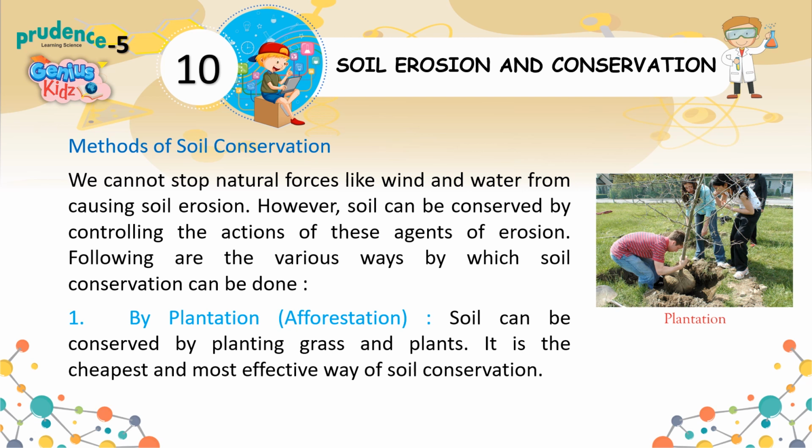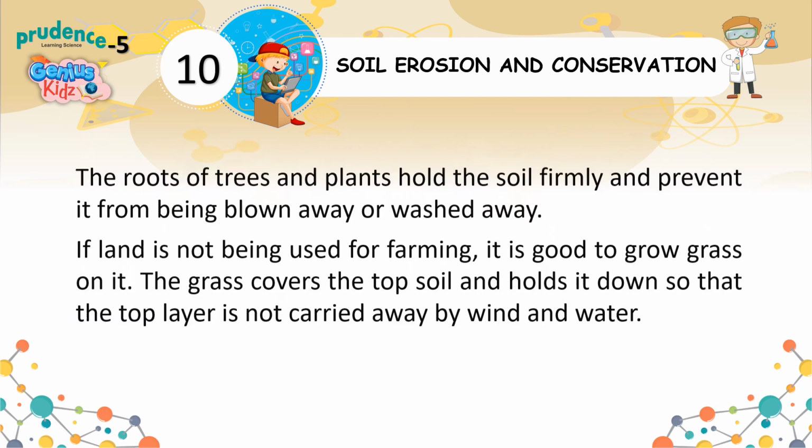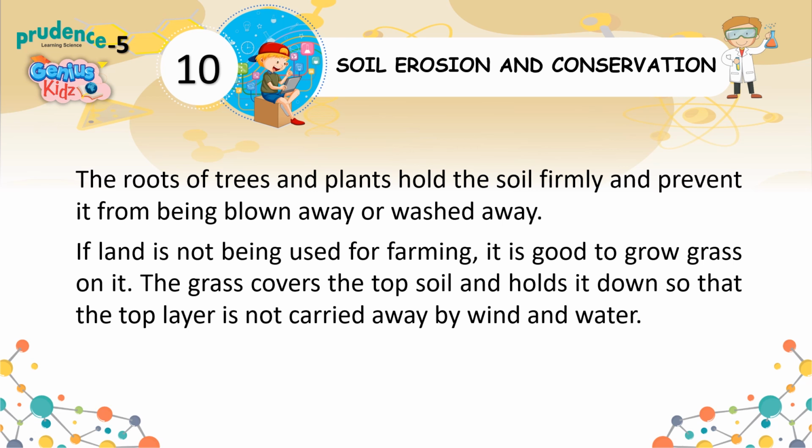1. By plantation, afforestation. Soil can be conserved by planting grass and plants. It is the cheapest and most effective way of soil conservation. The roots of trees and plants hold the soil firmly and prevent it from being blown away or washed away. If land is not being used for farming, it is good to grow grass on it. The grass covers the topsoil and holds it down so that the top layer is not carried away by wind and water.